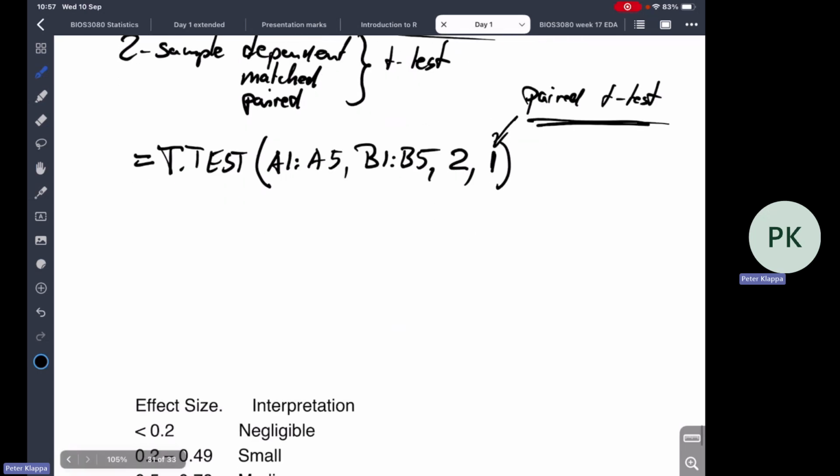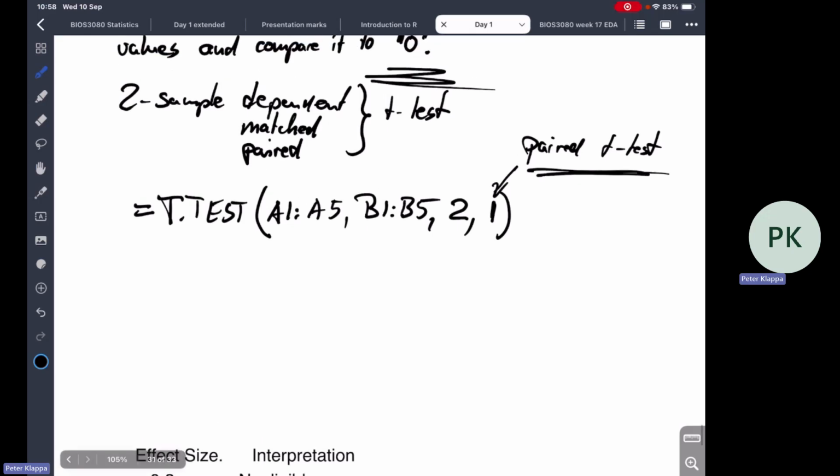Brilliant. So we have done testing of 2 samples, continuous data. We can do this 2-sample independent t-test if the data are independent, or 2-sample dependent matched or paired t-test when the data are linked to the same sort of entry. Yeah? And we can compare continuous data sample to a reference value. And we got the p-value.